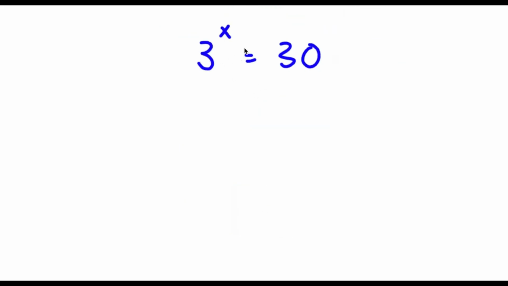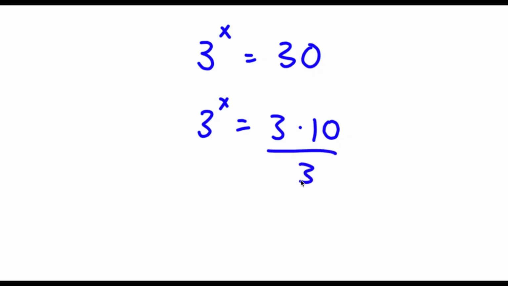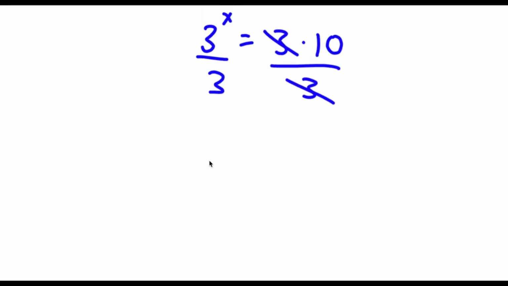Alright, so I have 3 to the power of x is equal to 30. Now to start, 30 we can rewrite as 3 times 10. So now I have 3 to the power of x is equal to 3 times 10. Now I'm going to divide both sides by 3, so these two cancel out. And now I am left with 3 to the power of x over 3 to the power of 1, because anything to the power of 1 is the same thing as itself, is equal to, all that's left is 10.